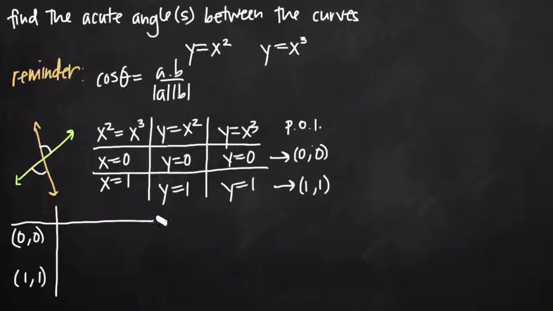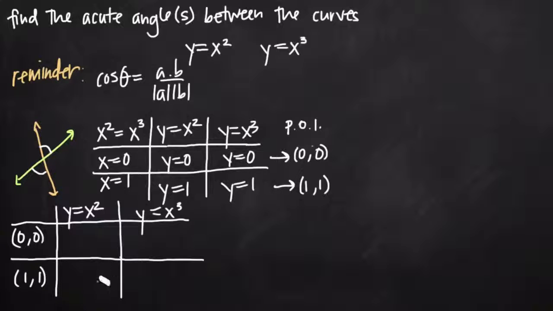And then across the top, I'm going to write my two equations, y equals x squared and y equals x cubed. And I'm going to make a chart like this. I have 4 boxes in my chart I need to fill in. I need to put an equation for a tangent line in each of these 4 boxes. So in this upper left-hand box here, I'm going to find the equation of the tangent line to y equals x squared at the point 0, 0.